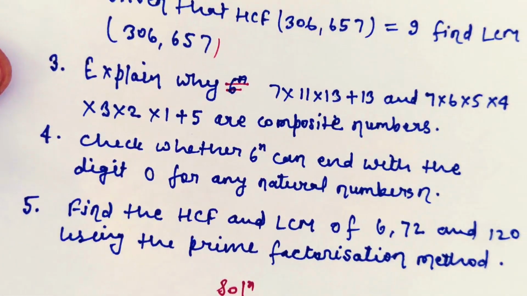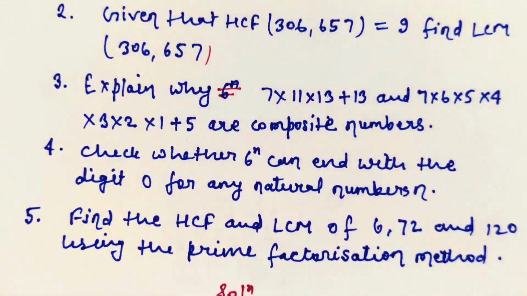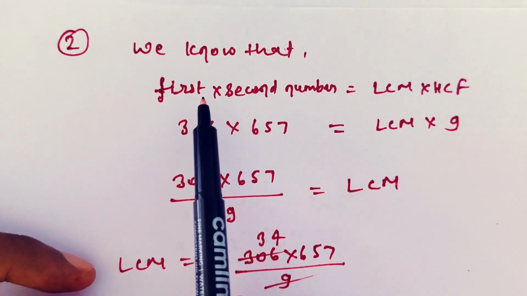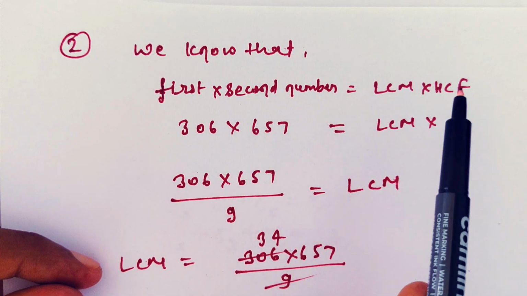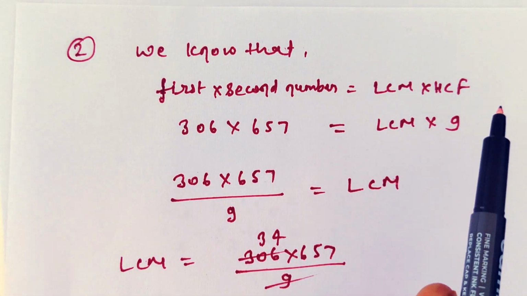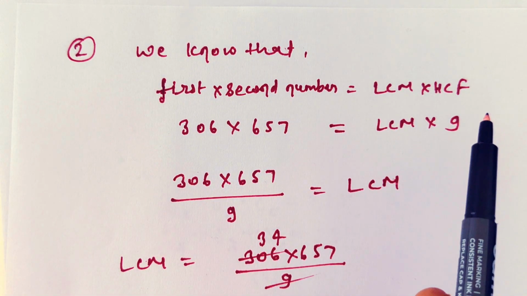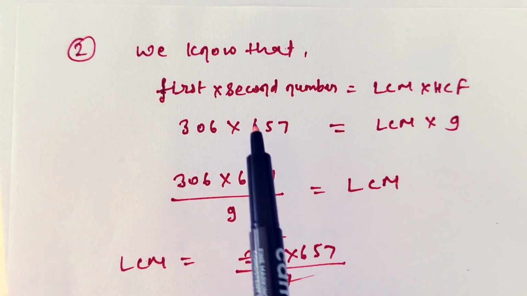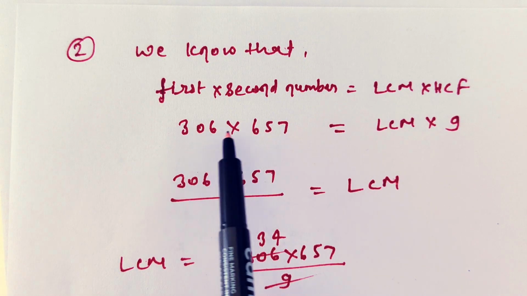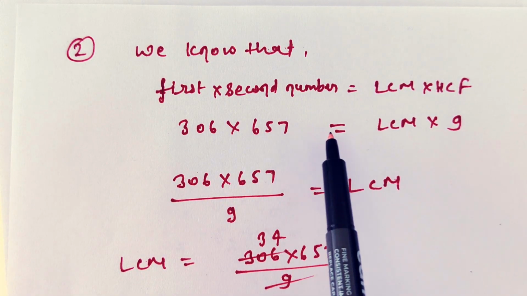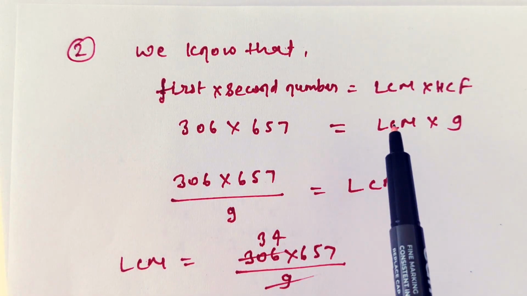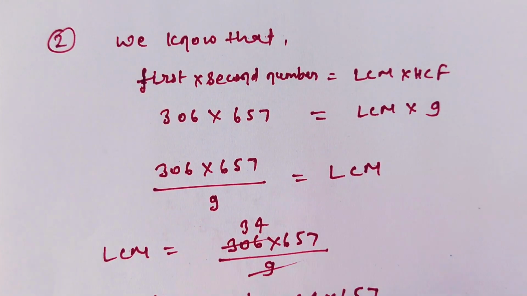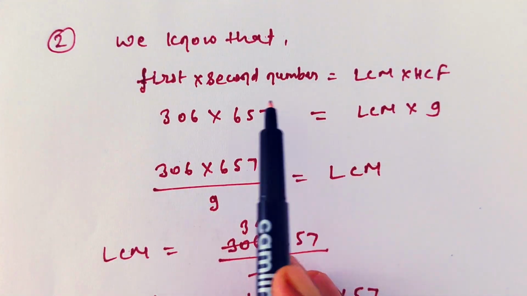Let us start with how to solve question number 2. We know that the first number times the second number equals the LCM times the HCF. Question number 2 asks us to find the LCM of 306 and 657, and the HCF is given, but we need to find the LCM. So there is a basic formula for 2 numbers.